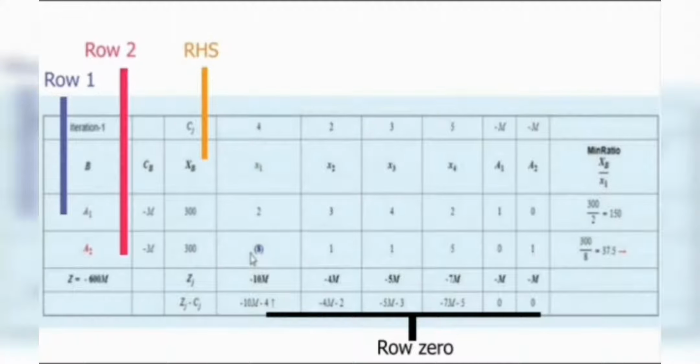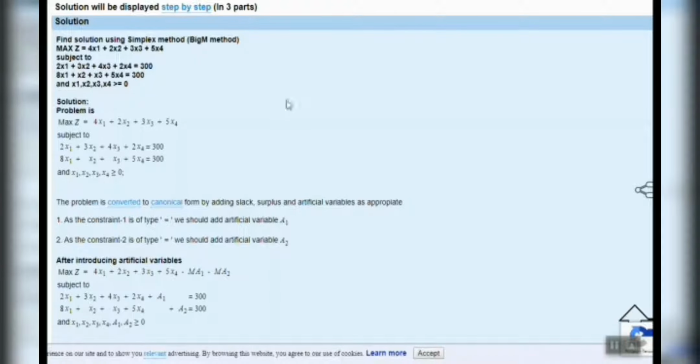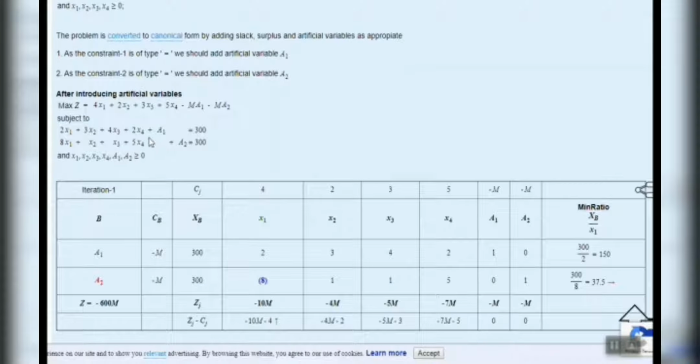As you can see, A1 is in row 1, A2 is in row 2, the column of XP is the right hand side, and the last row is row 0. This is the LP model that we have inserted earlier, while this is the standard form, which contains artificial variables. Therefore, the penalty rule needs to be applied in this problem.